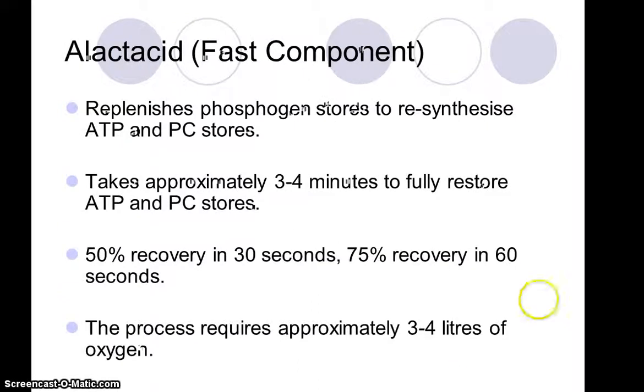The fast component, like we said yesterday, we're talking primarily real emphasis on ATP and PC stores. We're looking at this taking sort of 3 or 4 minutes to fully restore, but 50% of that's restored within 30 seconds and 75% within 60 seconds. Alright, so the fast component is primarily concerned with ATP and PC replenishment. Just make sure that we're aware that restoring ATP and restoring PC are slightly different things, so they would count as slightly different things on a mark scheme as well.